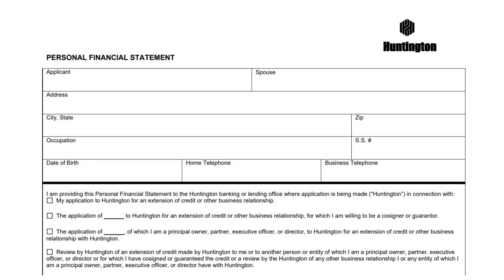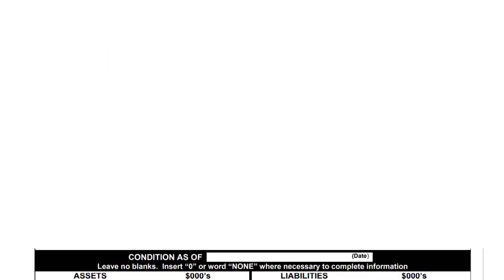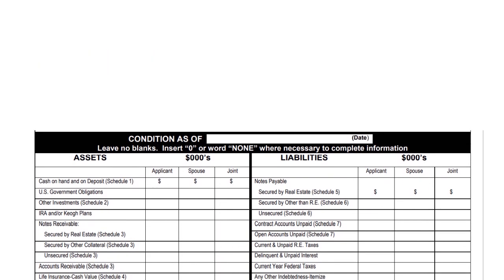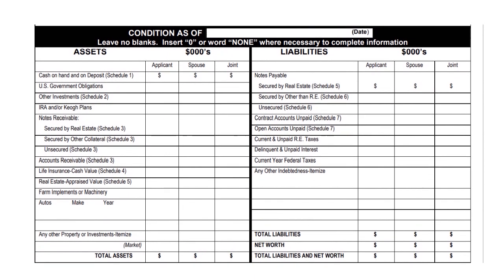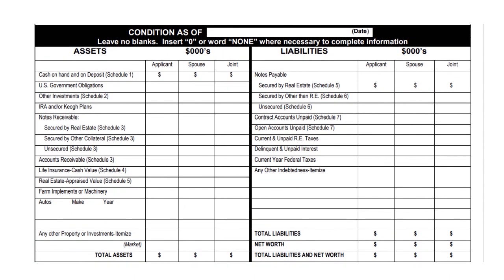Now let's dive a little deeper into the personal financial statement. What does that really mean? You can see here that we have a condition as of a certain date. This is a typical balance sheet. On one end, you have assets, so everything that you own. And on the other hand, you have liabilities, everything you owe.